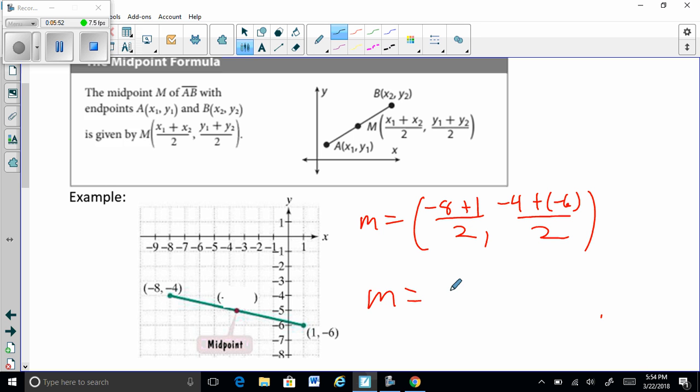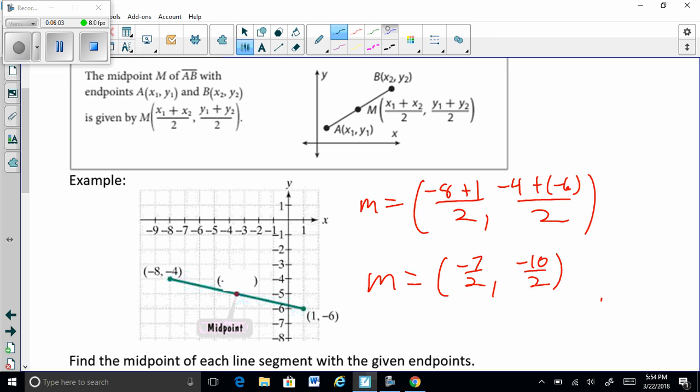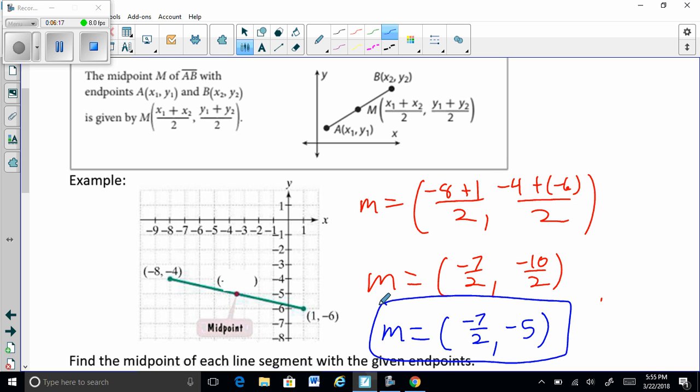So that's going to give us -7 over 2 and -10 over 2. And then you do want to simplify if you can. I wouldn't go to decimals if I were you. I mean, if you want to, I won't hold it against you. But I would just leave the first one as -7 over 2. But if you wanted to put -3.5, whatever, that's fine. And then -5 right there. So there we go. Not too bad.